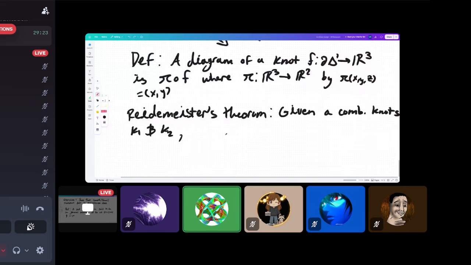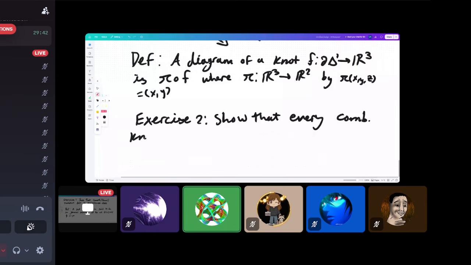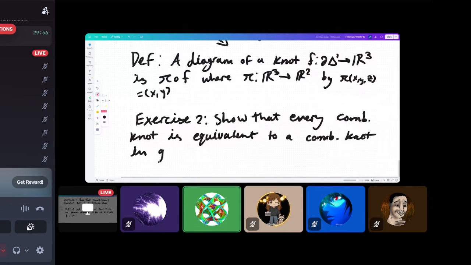Oh, and an exercise. Okay, let me really quickly go through this. Exercise 2: show that every combinatorial knot is equivalent to a combinatorial knot in general position.